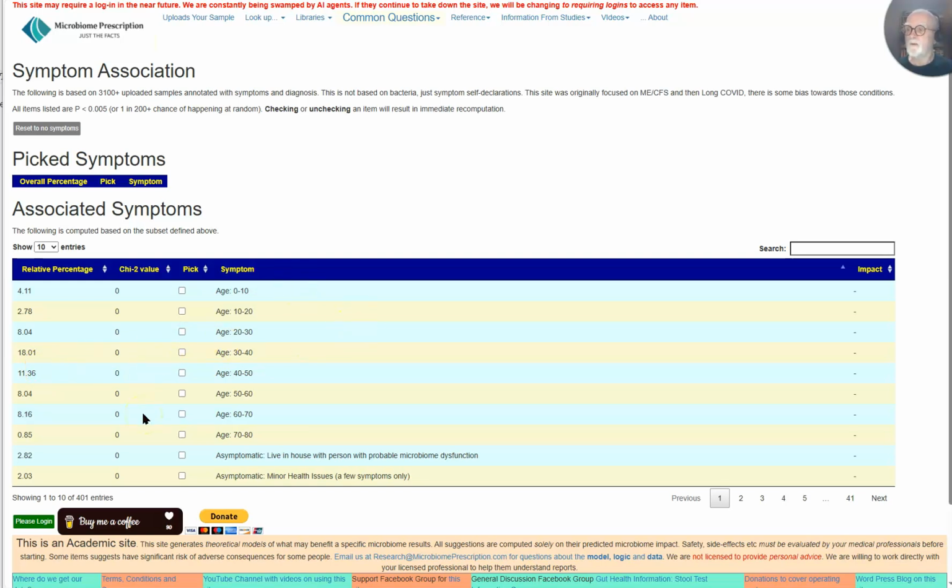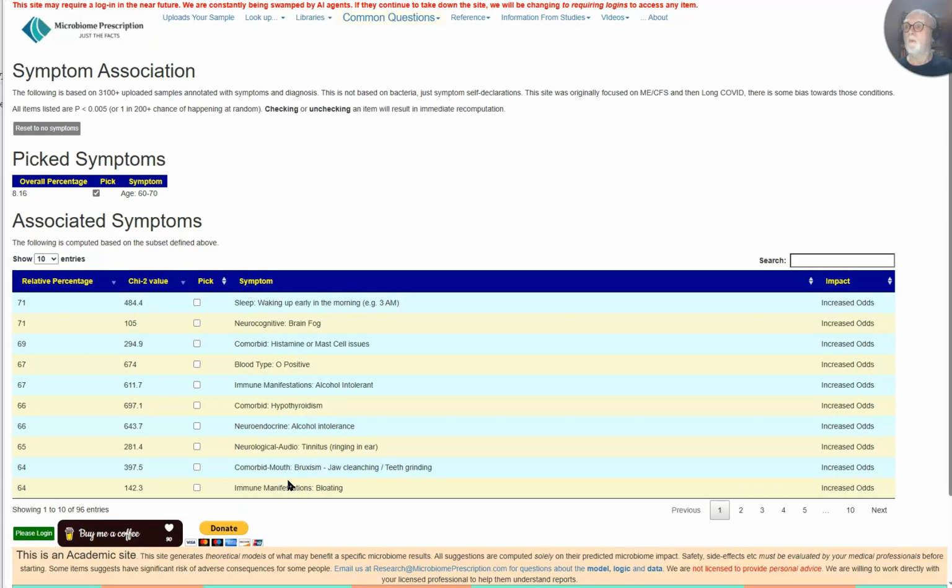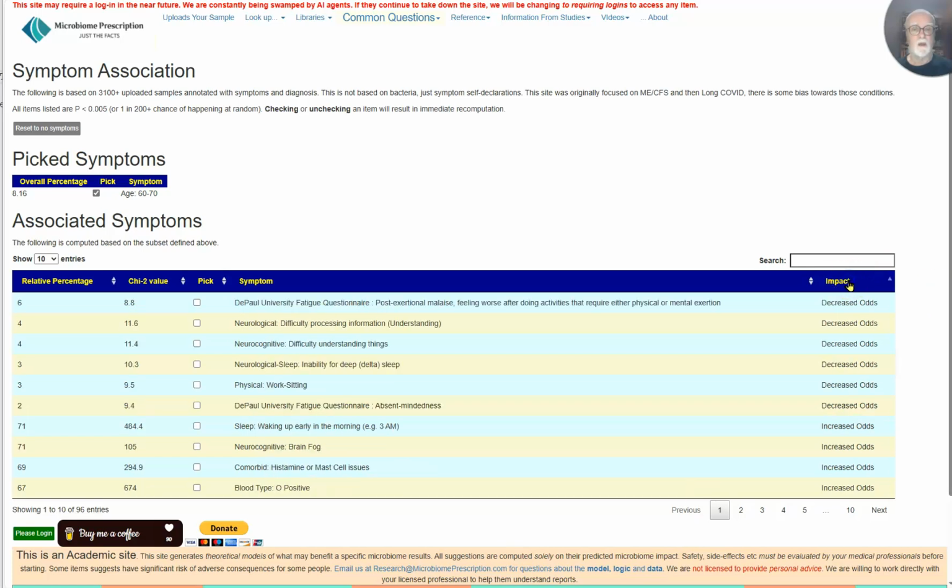So, for example, let's suppose we take 60 to 65. We click that, and it will recalculate, and now it will show the 96 symptoms which have increased or decreased odds with somebody who is in the 60 to 70 range. Decreased odds for some things. Physical work sitting has decreased odds. Waking up early in the morning has increased odds.